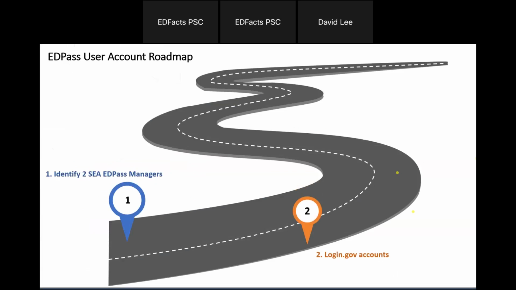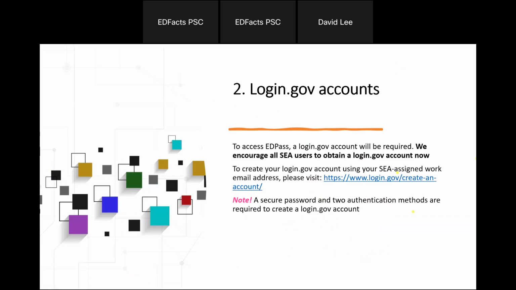So the second step in this process is that you're going to create login.gov accounts for yourself, and then you're going to have all of your state users create login.gov accounts. This process can be done now. It's not something that has to wait, and we encourage you to create your own login.gov account as well as the users in your state as you identify them.